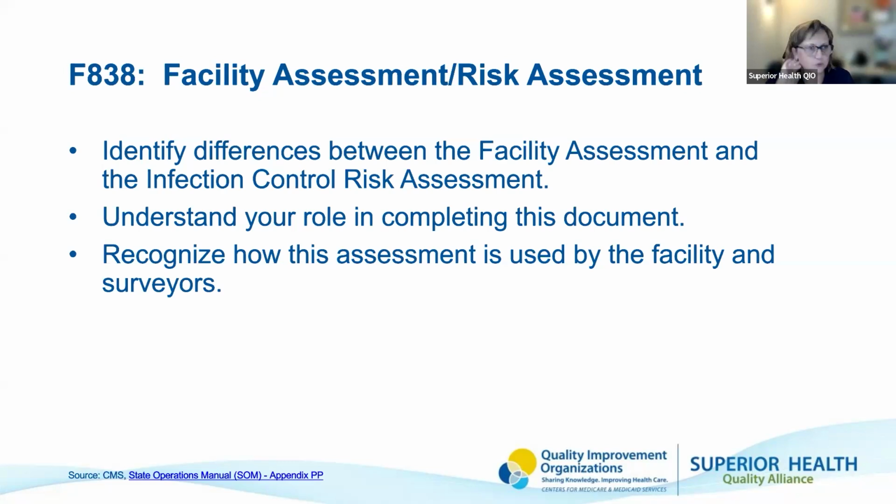An example for this would be a ventilator facility. If your facility is a ventilator facility, you probably have a higher infection control risk for respiratory infections based on the types of patients that you're taking in because they are ventilator or tracheotomy dependent. If your facility, for example, is in an area where there have been high measles outbreaks, that would be something that you would want to identify on your infection control risk assessment.